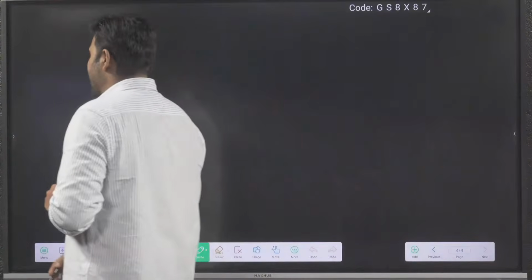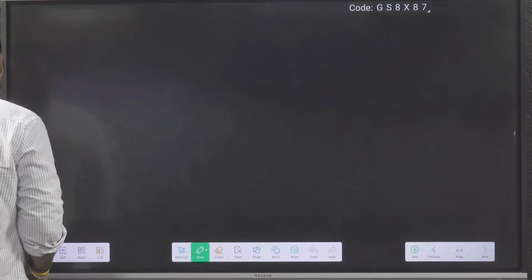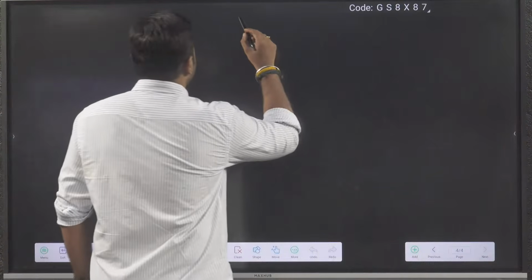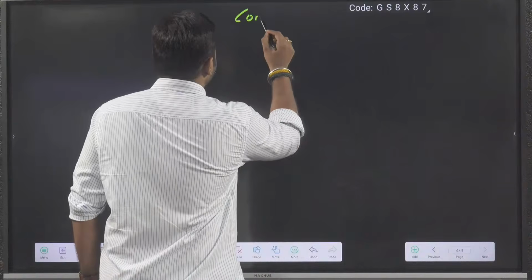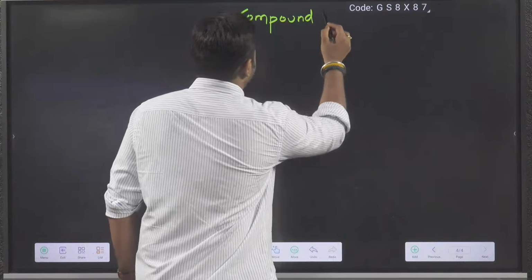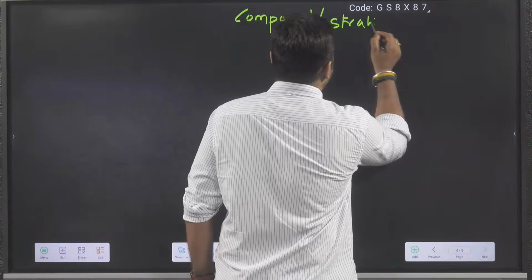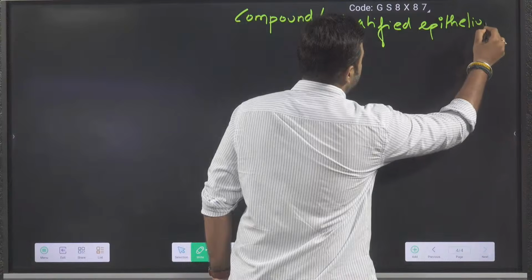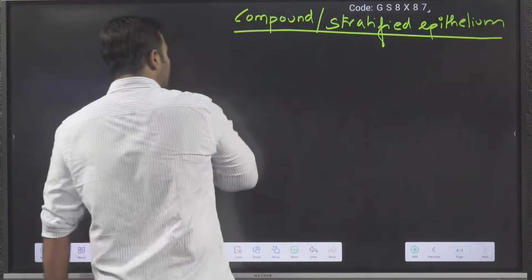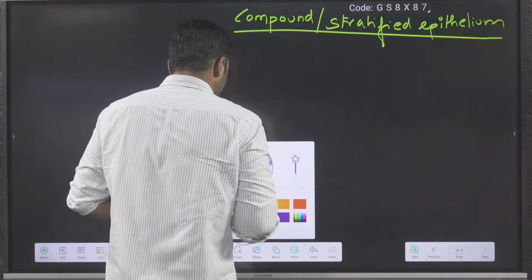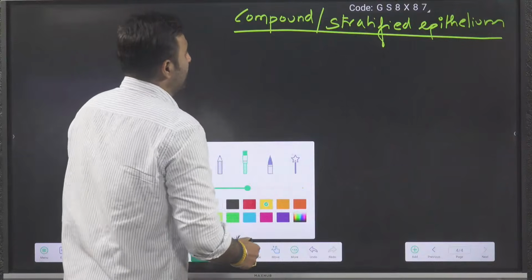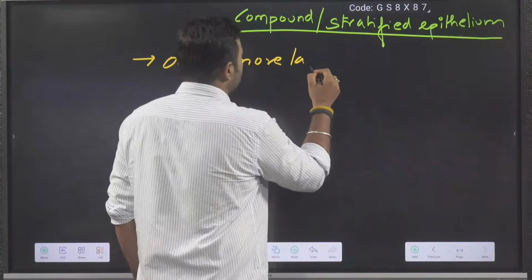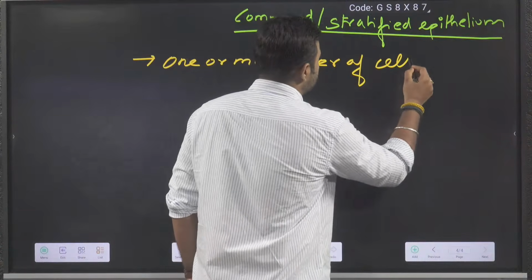Next, after columnar epithelium, what will we talk about next? I think we are going to talk about compound epithelium. Compound is also called stratified epithelium. Compound or stratified, come on, let us study this now. In compound or stratified, one or more layers of cells are there.